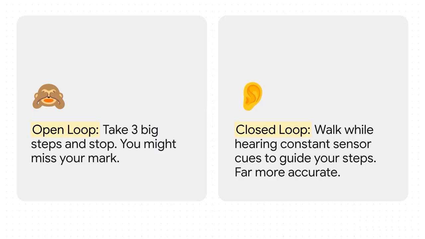And here's a fantastic way you can explain this in the classroom. An open-loop system is like telling someone to take 3 big steps forward with their eyes closed. They might end up in the right place, but they might not. A closed-loop system, that's one with feedback, is like having a friend guiding you, saying, a little to the left, a little more. It's just way more accurate.